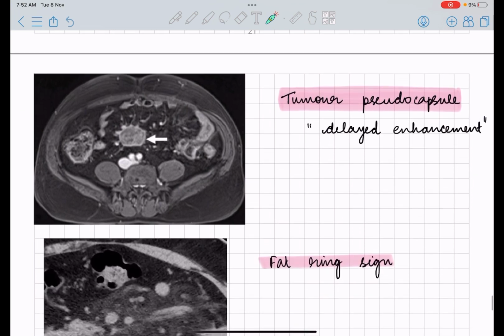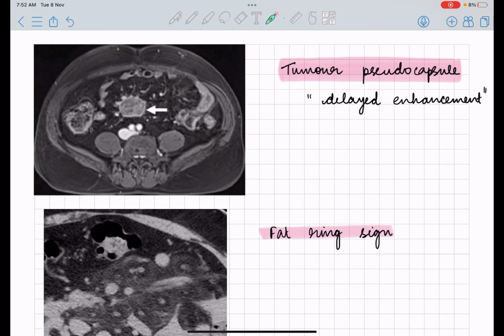Next, we move on to the tumor pseudocapsule sign. If we take a delayed scan, we can see a delayed enhancement around a mesenteric root sclerosed area, and this delayed enhancement presents to us as a pseudocapsule. Therefore, this is the pseudocapsule sign.